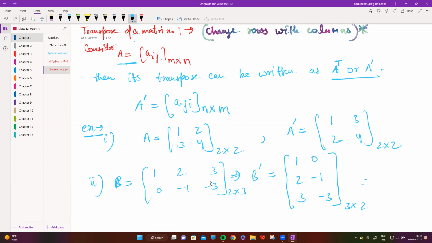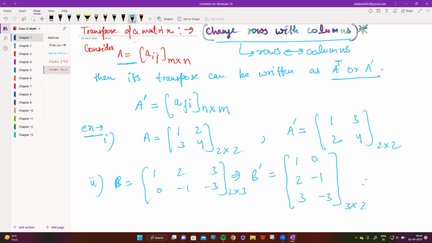So for any matrix, if I put this sign T or this dash on the matrix, then it is said to be the transpose of that matrix, right? Now, what is the transpose of a matrix? So we basically change rows with columns or columns with rows. You can say anything. We basically interchange rows and columns, right?